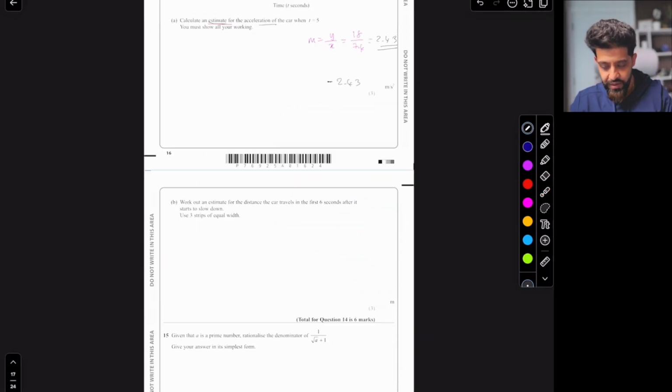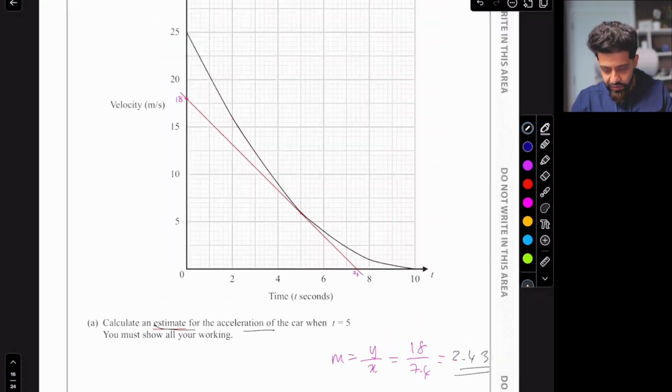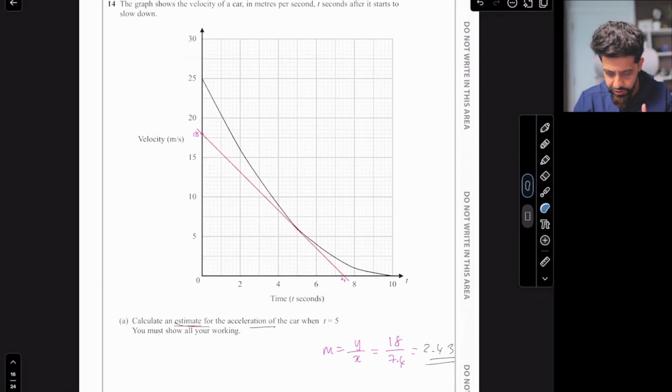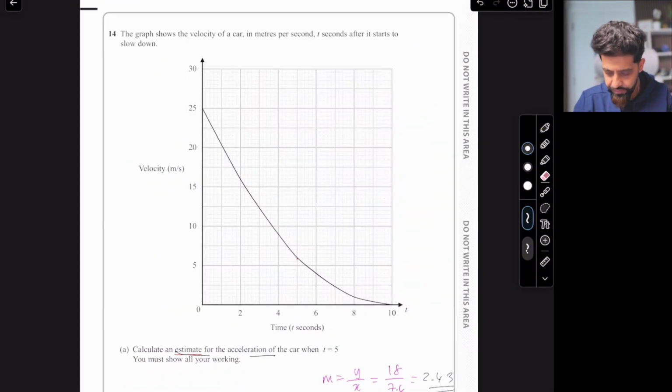It's slowed down. Okay, then it says work out an estimate for the distance the car travels in the first 6 seconds after it slows down and use 3 strips of equal width. Now, for this, let me just do one thing. I'm going to delete this because I need the graph without that on it.